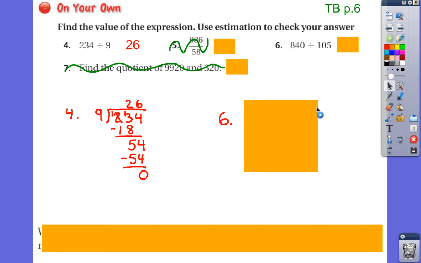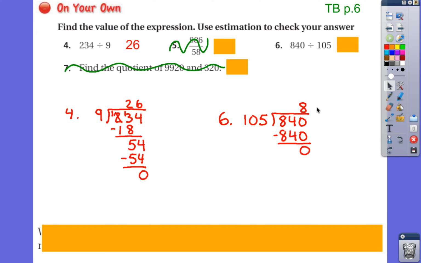Problem 6, I have 840 divided by 105. Now in this case, 105 cannot go into 8, it cannot go into 84. I have to use the whole dividend of 840. 105 can go into 840 8 times. I multiply, I get 840 exactly. I subtract and I have 0 left over. To check my work, I would do 105 times 8, and that gives me 840. So I know the correct quotient or answer is 8.